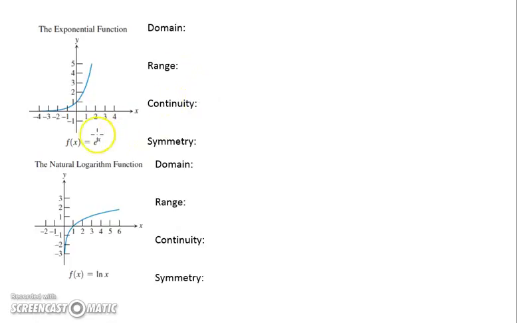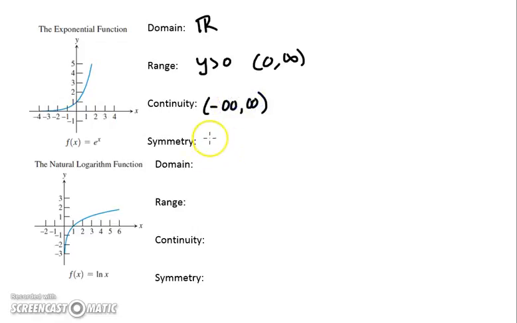Exponential function. In this case, they're calling it f of x equals e to the x, but really it can be any number, not just e. It could be 3 to the x, 5 to the x. Domain is all real numbers. Range is y is greater than 0, or 0 to infinity. Not or equal to, just greater than. We're never going to actually be able to get to 0. Continuity, it's going to be continuous from negative infinity to infinity, and it does not have any symmetry.